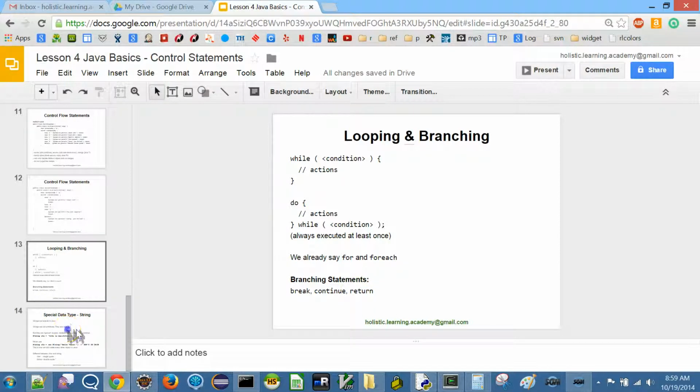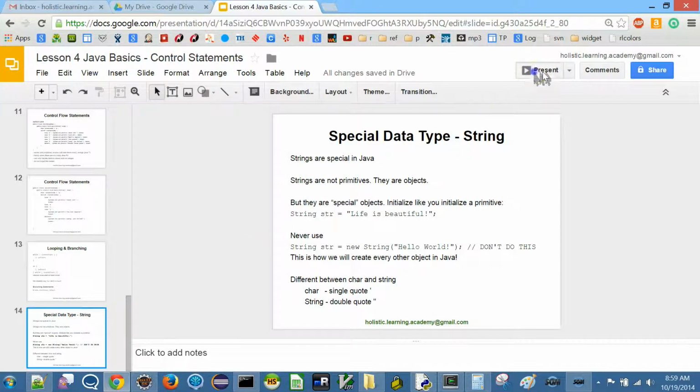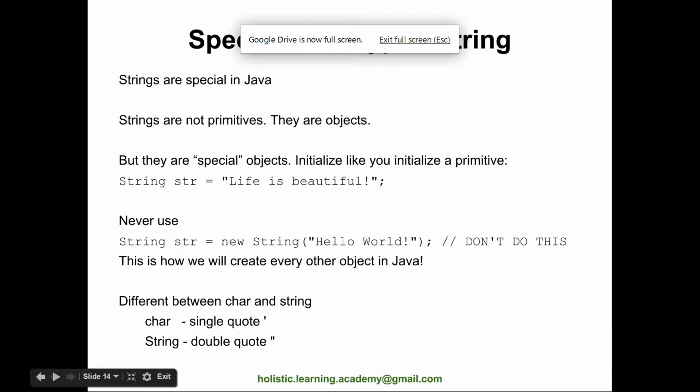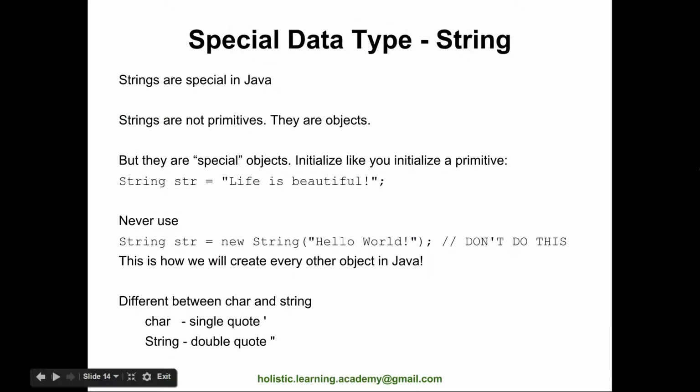Alright, the next one, here we come into another object type, which is string. Now strings are very special in Java. They are not primitives, but they are very close to primitives. They are actually objects, but very special objects. So you initialize them like you initialize a primitive. You say string str, and anything you put inside double quotes is going to be a string. So don't use something like new String hello world. You should never use this.